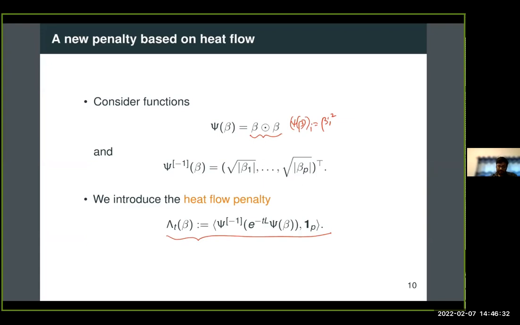And yeah, so this is the penalty that we introduce. So you first take psi of beta, apply this heat flow operator e to the minus tL on that, and then apply this pseudo inverse, if you will, and then sum it up. So we'll see why we call it heat flow penalty. Okay. So these square roots are all positive square roots, right? Yes, all the square roots are positive square roots. Okay. We call it obviously the heat flow penalty because there is the heat flow operator sitting in here.